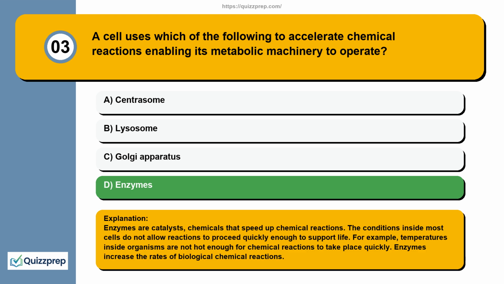Enzymes are catalysts, chemicals that speed up chemical reactions. The conditions inside most cells do not allow reactions to proceed quickly enough to support life. For example, temperatures inside organisms are not hot enough for chemical reactions to take place quickly. Enzymes increase the rates of biological chemical reactions.